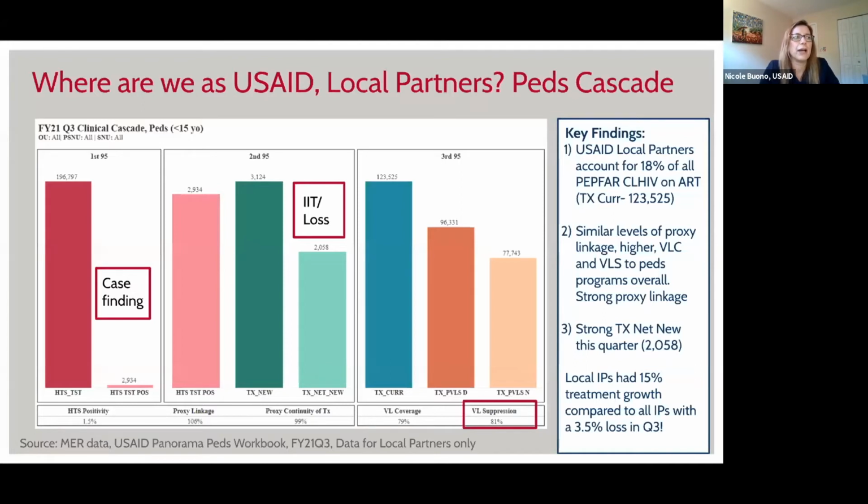For the third 95, we see that local partners account for 18% of all children living with HIV, over 120,000. That's TX-CUR, and we do have room for improvement, as noted, for viral load coverage and particularly viral load suppression. We'll come back to that next slide.